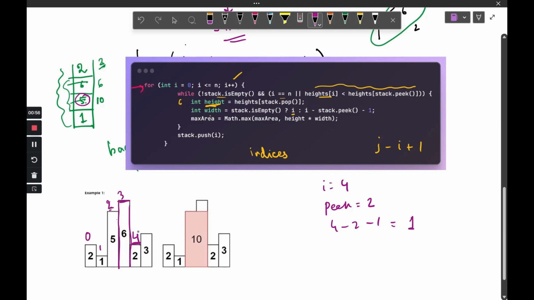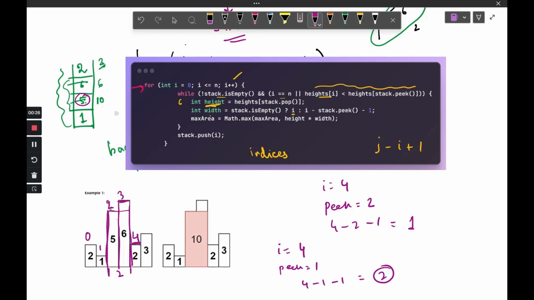Now you might ask, what is happening when I am removing 5? Then my i is 4. My stack.peek, because I removed 5, now becomes 1. So 4 minus 1 minus 1 becomes 2. That is why in this case, the boundary which is coming is this to this. This is the boundary, which is of width 2. So that is why in this case, you are getting 5 into 2, which is 10. So this is how we are calculating the width.